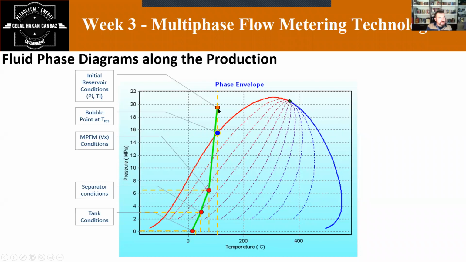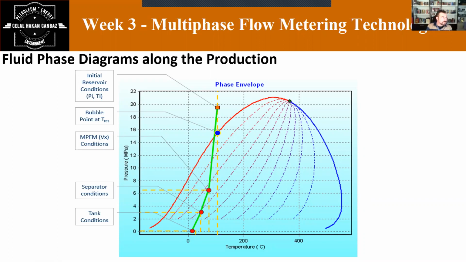So according to this phase envelope, we have to describe some certain points. What are these? Initial reservoir condition. First of all, your initial reservoir condition, we call it PI and TI, right? Then your bubble point here, your multiphase flow meter conditions, I gave the example here, your separator conditions, and your stock tank conditions. Okay, we have to describe these 5 points by measurements, of course.